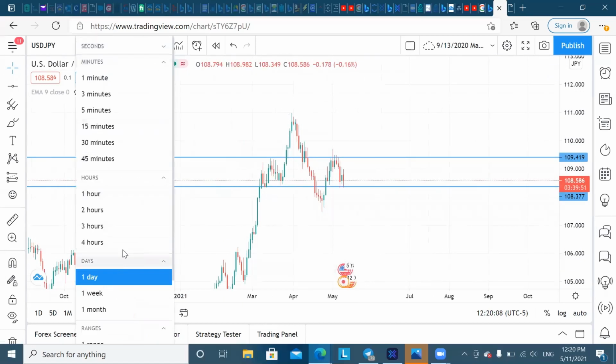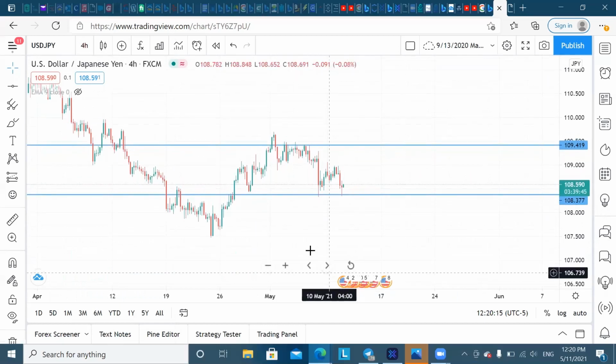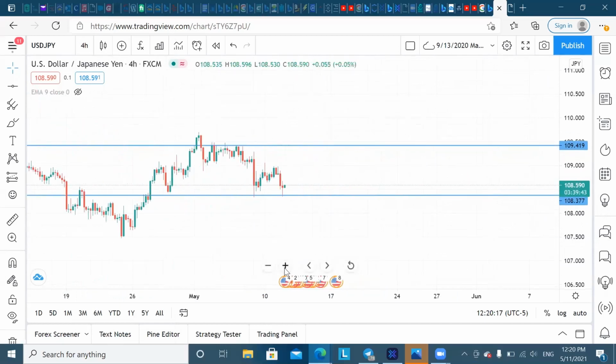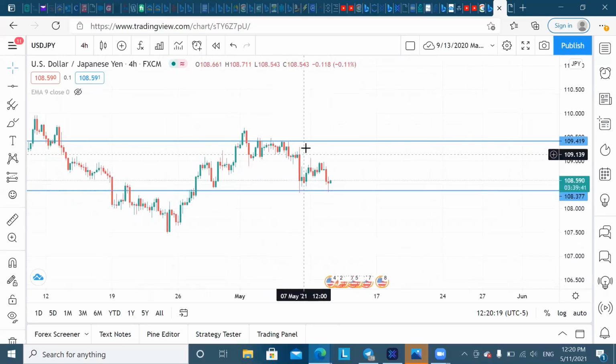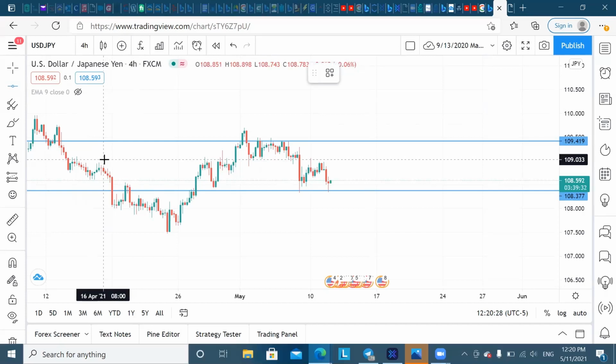So now I want to jump down to a 4-hour. This will give me a little more insight. I will see if I may want to mark maybe one resistance or maybe one area of support here. Yeah, I do. I want to mark in this area.